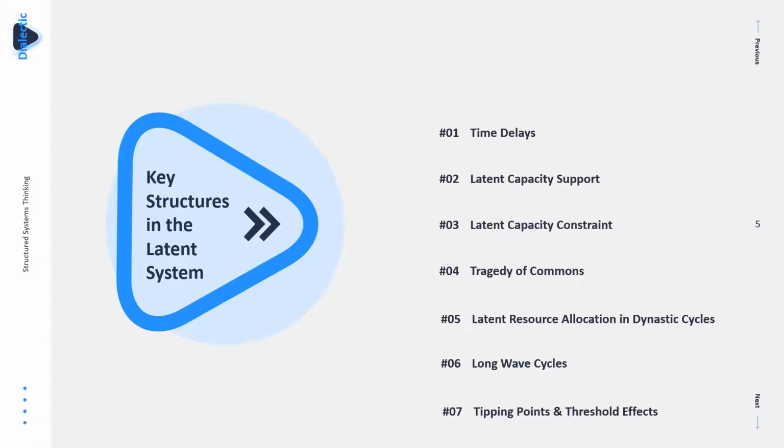Tragedy of the commons, you've heard this before. I'll go over it in detail in another episode, but this is when everyone shares a common resource, but no one really has responsibility to manage it. You tend to overuse that resource and deplete it. Again, it's not visible, it's happening in the latent system. There's latent resource allocation and dynastic cycles.